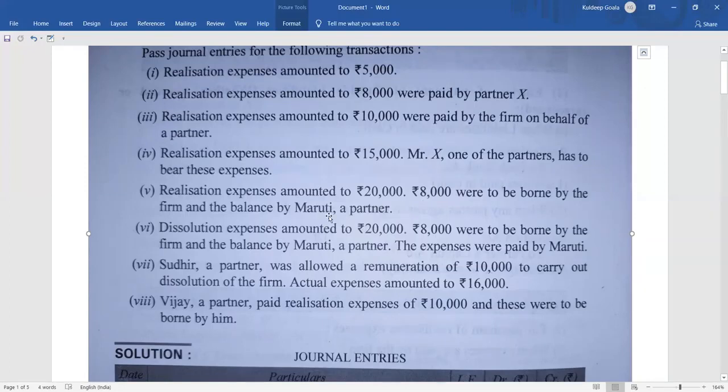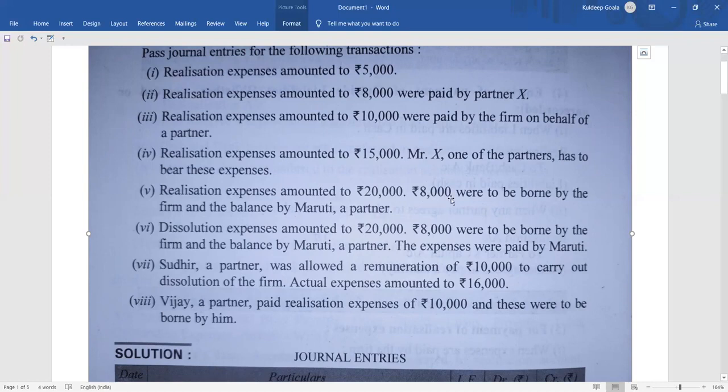So what will happen? If you want to understand it, splitting it into two parts, then you can see the entry for 8,000 first. 8,000 which was to be borne by the firm. Firm को bear करना था 8,000. So what will be the entry? Realization account debit 8,000 to bank account 8,000.